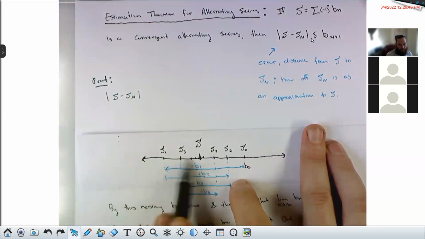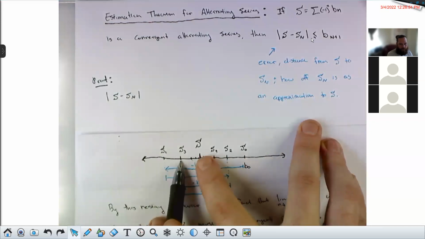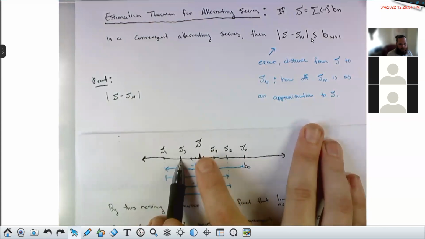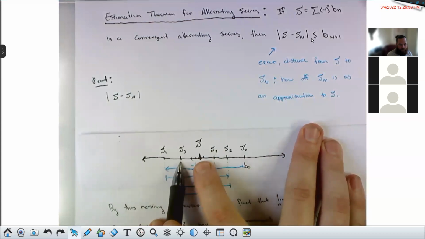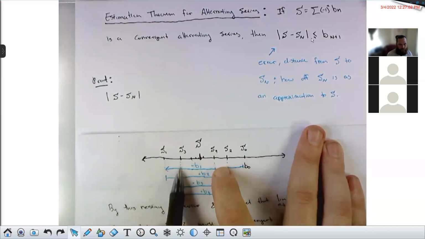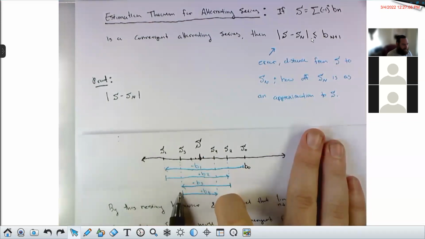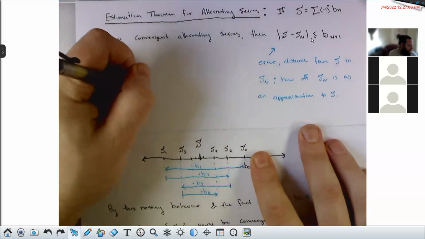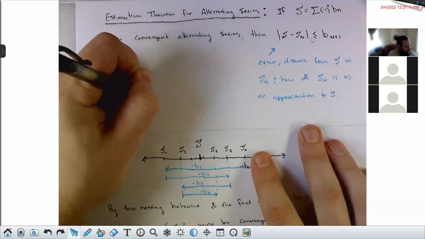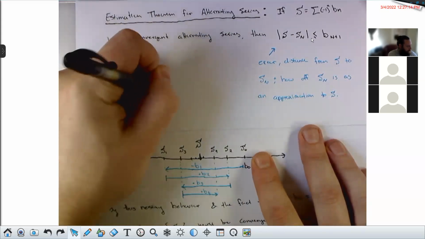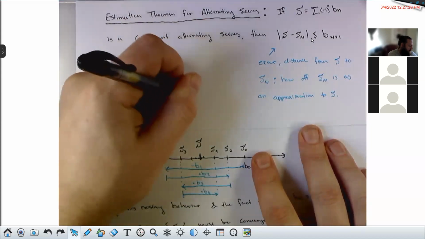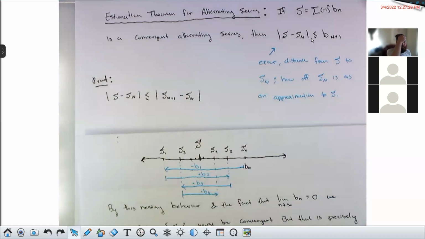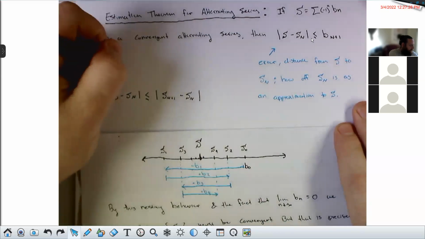The distance from S3 to S, that's here to here. Because S is between S3 and S4, the distance from S3 to S has to be less than the distance from S3 to S4. Well, that's B4. So this is always going to be less than or equal to the distance from Sn plus 1 to Sn, because S lives between Sn and Sn plus 1.